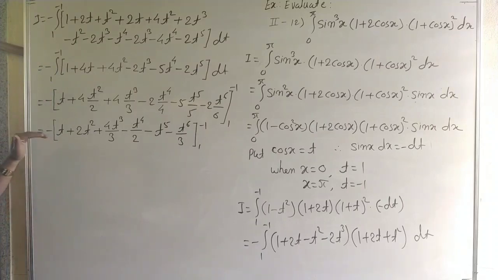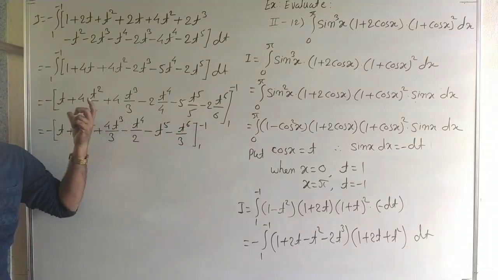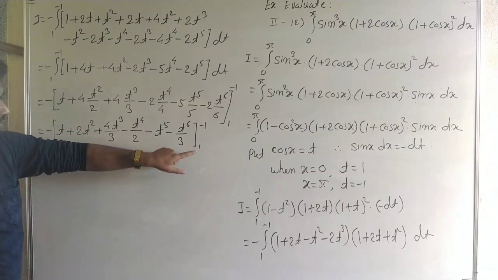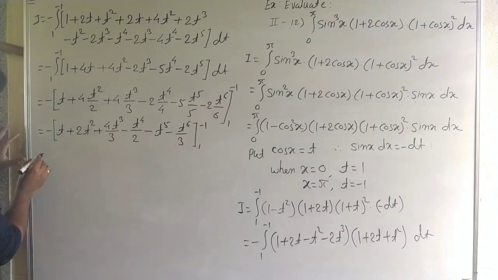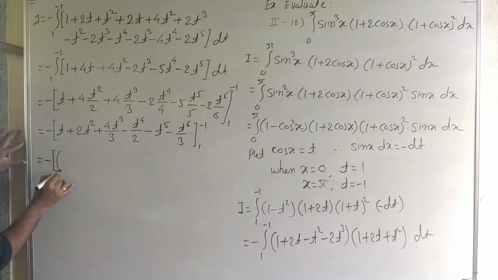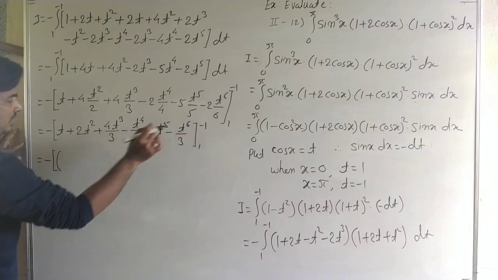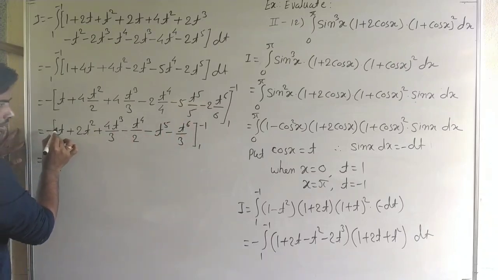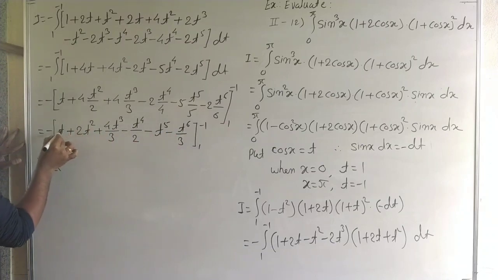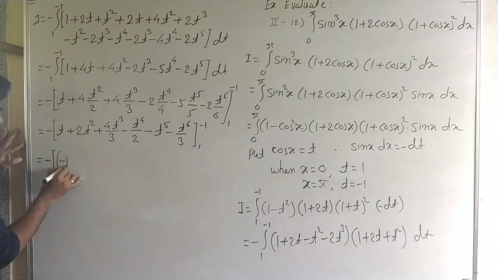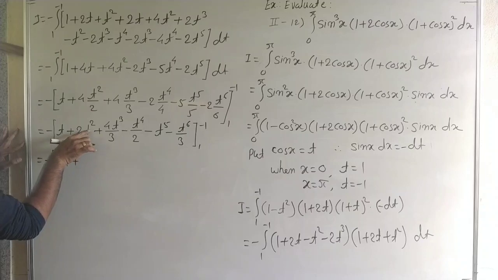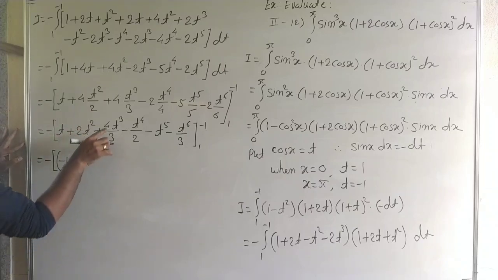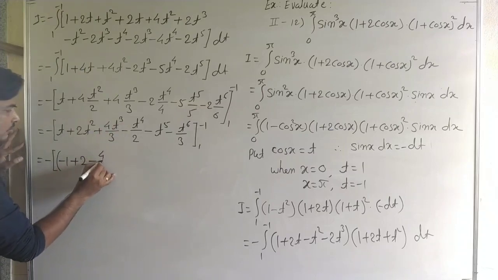Okay, now we put the limit, first the upper limit, that is minus 1. t is replaced by minus 1, and then minus t replaced by 1. Now first we put the upper limit, see carefully, the upper limit is minus 1, that means we put the value of t, minus 1, therefore it is minus 1 plus 2t squared, see carefully, minus 1 squared is plus 1, therefore it is 2. Here t cubed, that is minus 1 cubed, it is minus, therefore here minus 4 by 3.